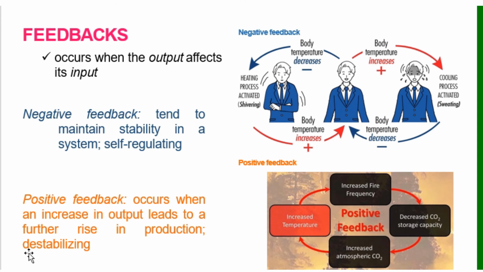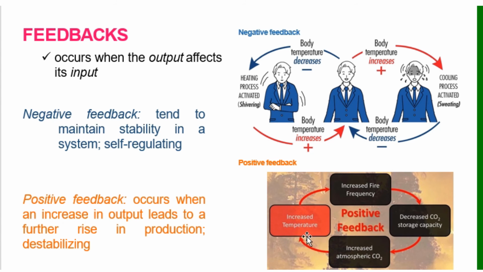Positive feedback is the destabilizing one, meaning to say this is not good. It occurs when there's an increase in the output which leads to a further rise in the production. So what is the best example here? We have carbon dioxide, and we know already that carbon dioxide is not good if it is too much in the atmosphere.